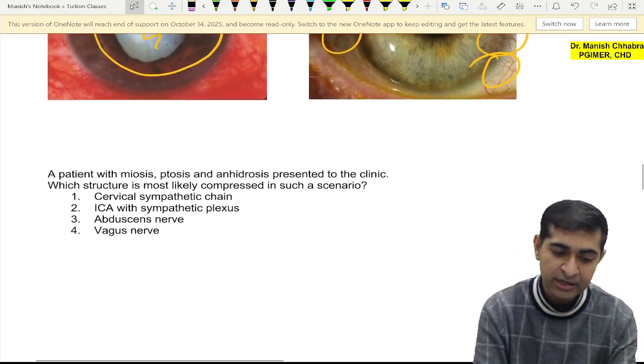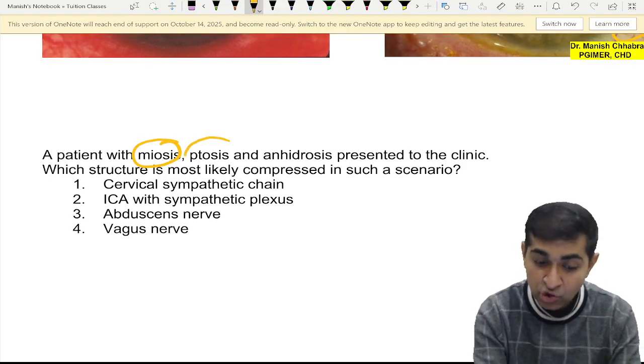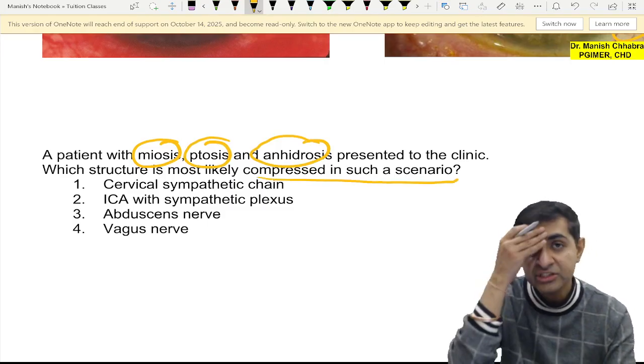Okay, all right, now coming on to the next question. A patient with miosis, ptosis, and anhidrosis presented to the clinic. Which structure is most likely compressed in such a scenario?